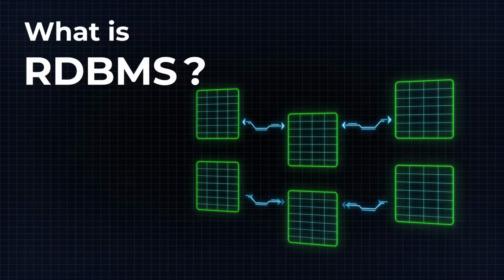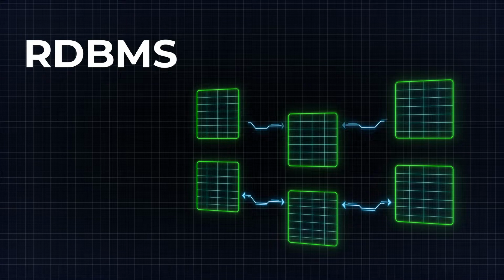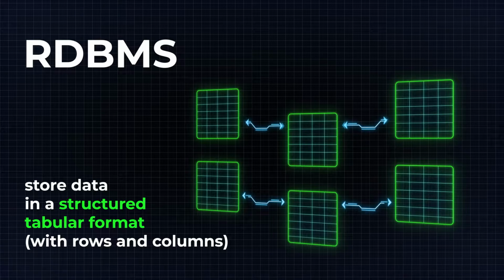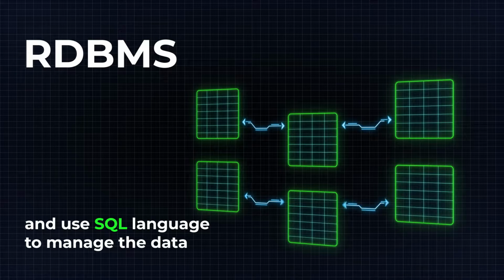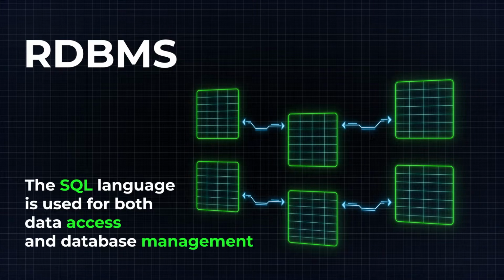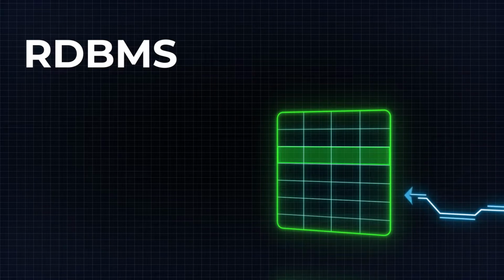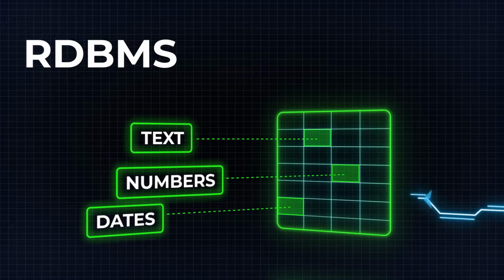What is a relational database, or a relational database management system? Relational databases are usually defined as databases that store data in a structured tabular format with rows and columns, and use SQL language to manage the data. The SQL language is used for both data access and database management. A database table consists of rows, also called records, and columns, also called attributes or fields. Each column contains a certain type of data, such as text, numbers, dates, and so on. Organized this way, relational databases provide easy access to data.